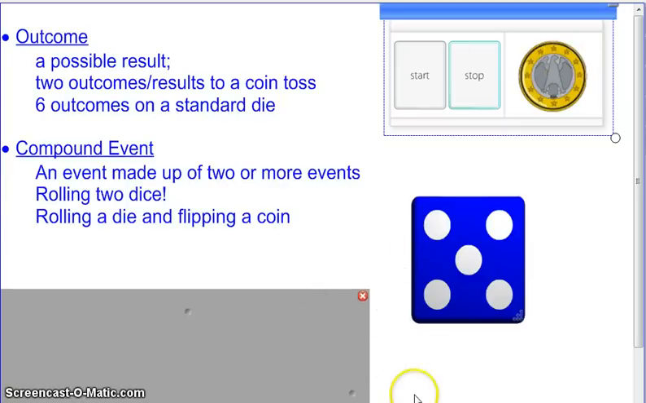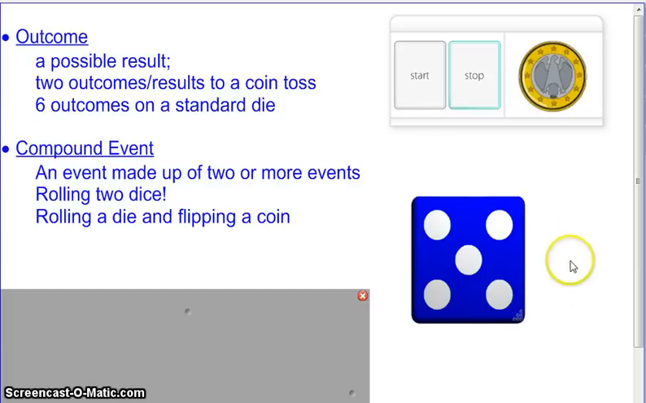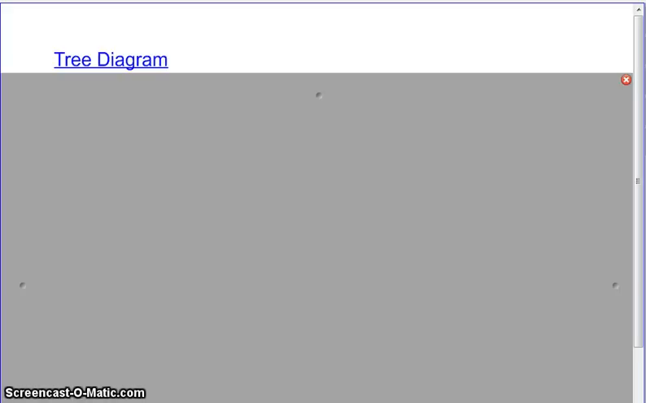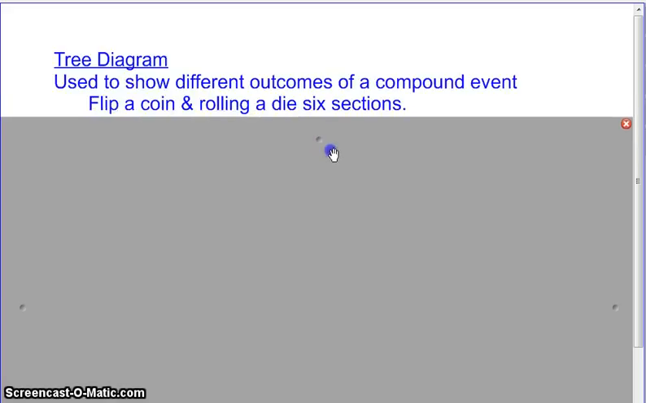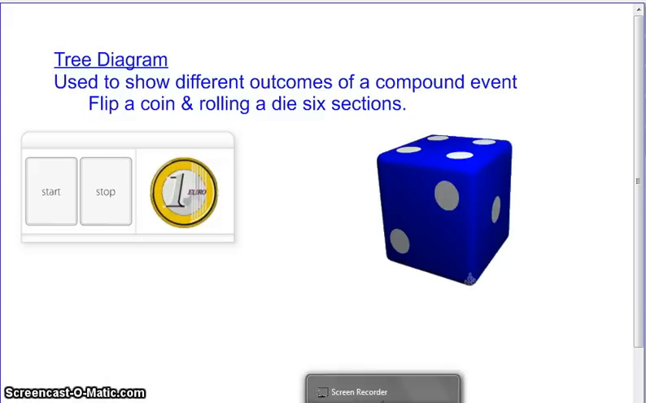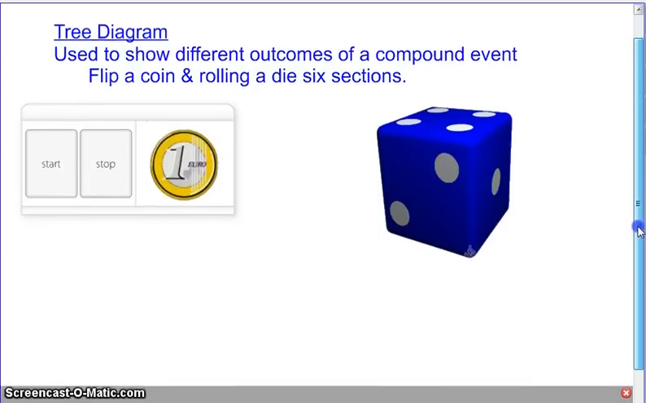So we're now going to look at how we can arrange the possible outcomes in a compound event. We can arrange the possible outcomes in a compound event in what is called a tree diagram. Okay? So it's used to show different outcomes of a compound event. Let's use flipping a coin and rolling a 6-sided die. So, what are the possible outcomes?